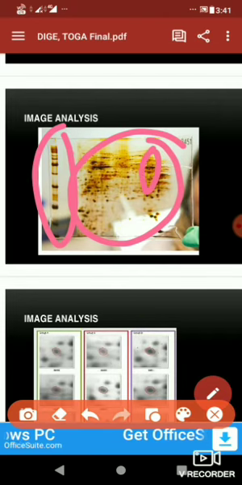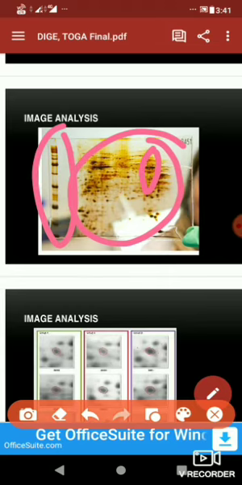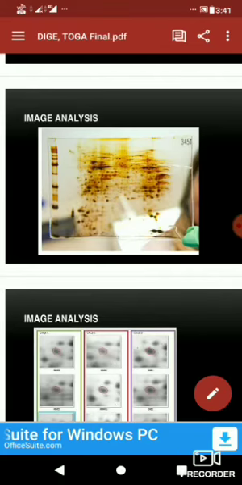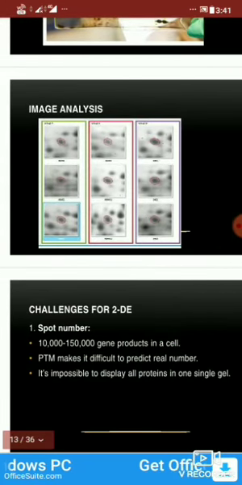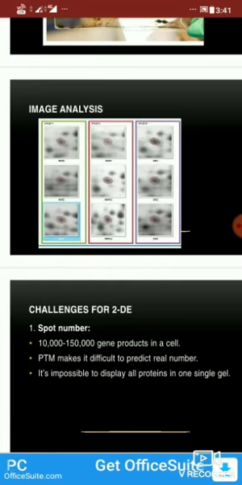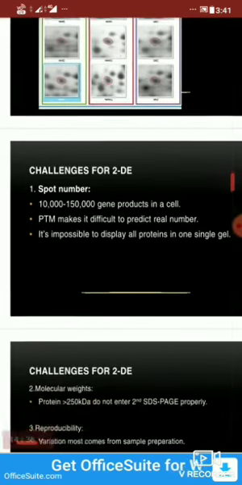So this was supposed to be a single spot on the first dimensional gel, which has now got resolved into multiple spots. You can see how many spots we have got now after running a second dimension. So this is how the image is analyzed. You can see from a single spot you can identify multiple proteins.